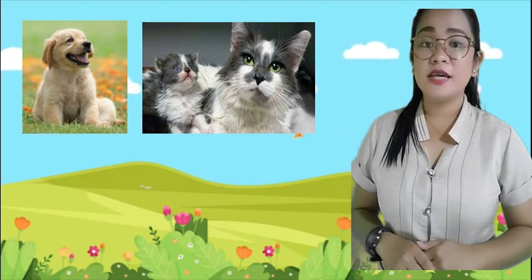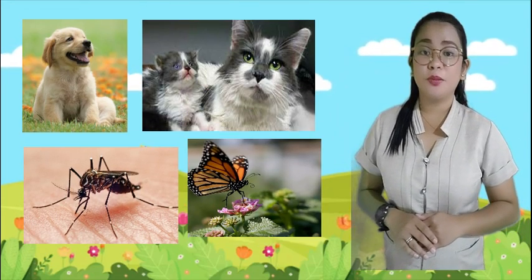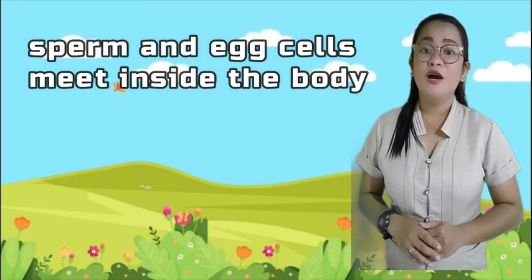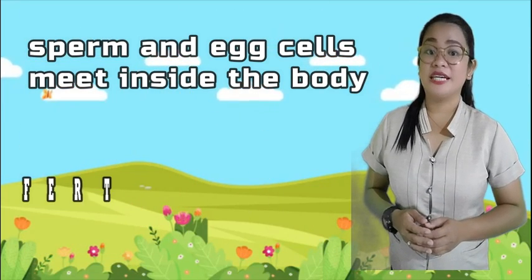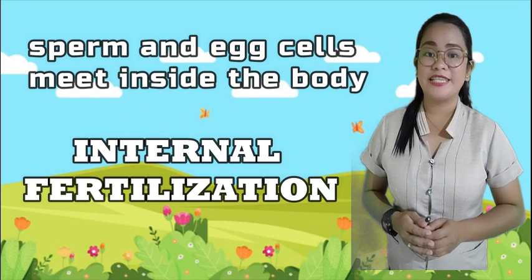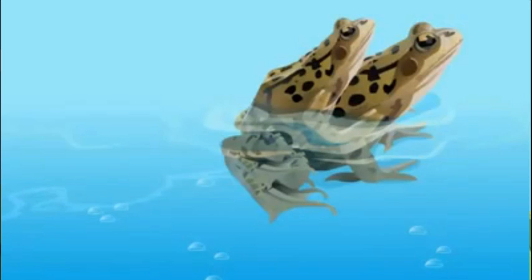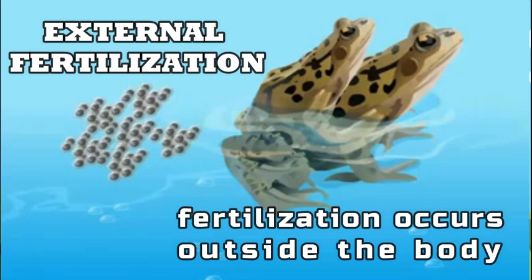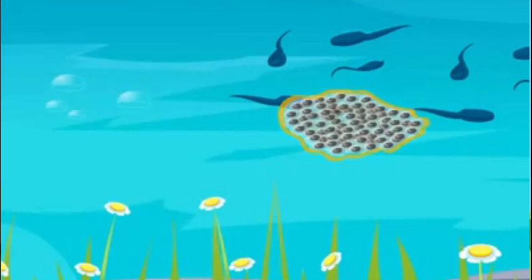Dogs, cats, mosquitoes, and butterflies reproduce sexually. Among these animals, the sperm and egg cell meet inside the body. This is called internal fertilization. Unlike these, frogs also reproduce sexually, but fertilization occurs in the water or outside their body. This is called external fertilization.